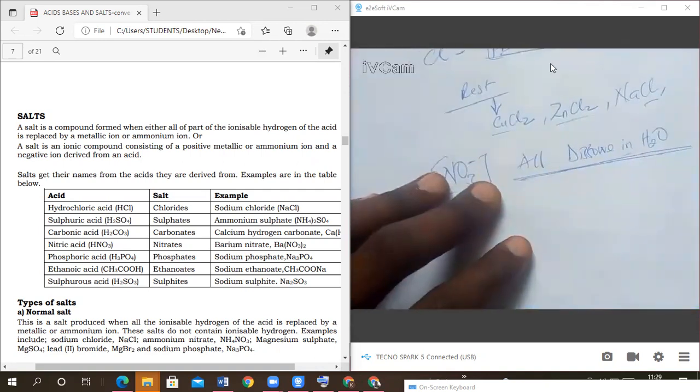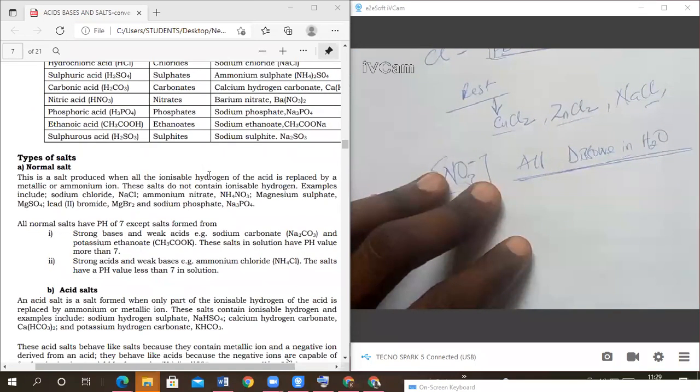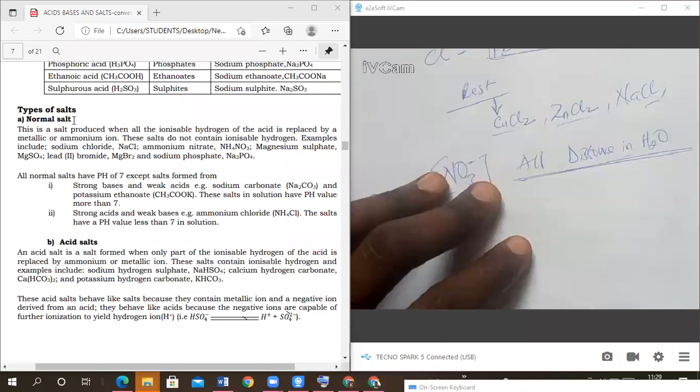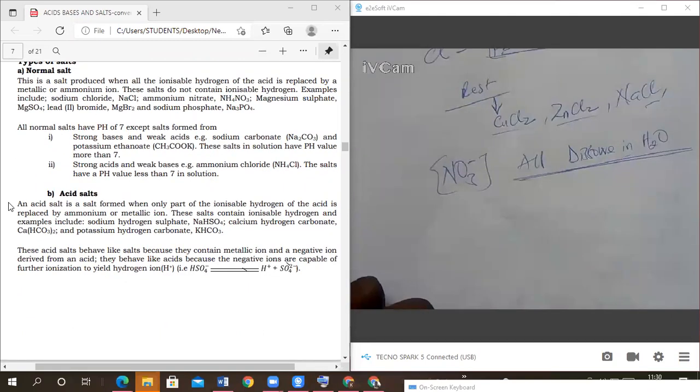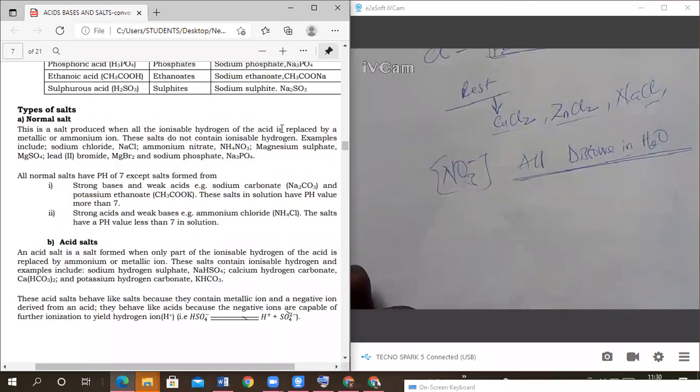So if that is done, allow me to move to these salts here. We looked at them. Normal salts are produced when all the ionizable hydrogen of the acid is replaced by a metallic or ammonium ion. Acid salts are formed when only part of the hydrogen of the acid has been replaced by the metallic ion. So potassium hydrogen carbonate is an acidic salt.